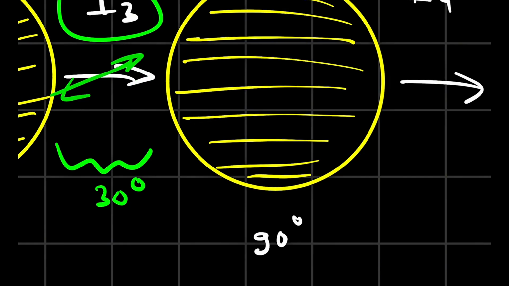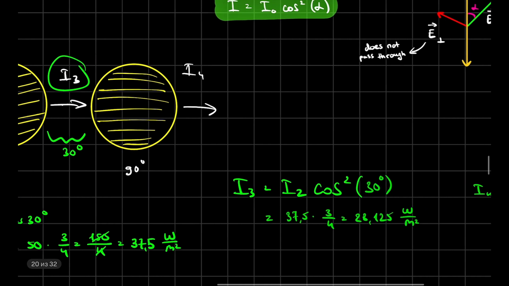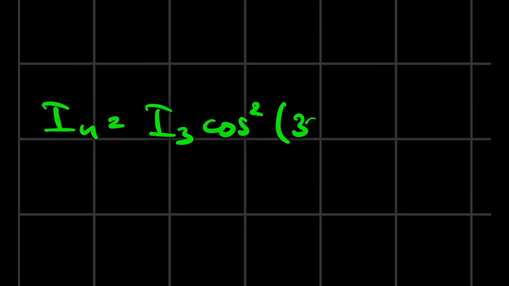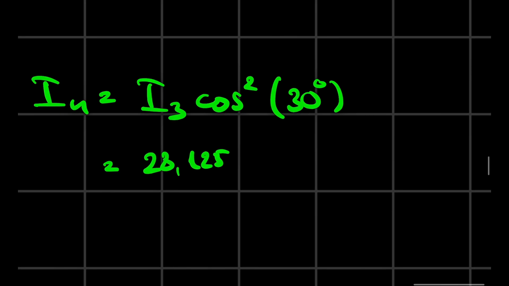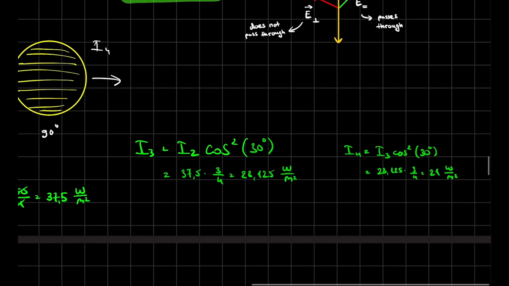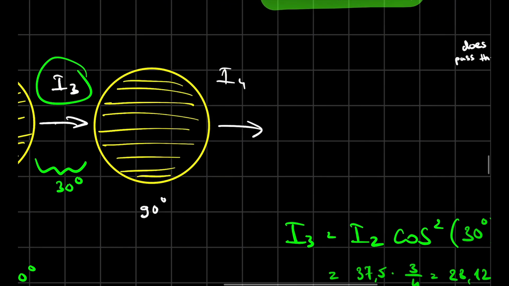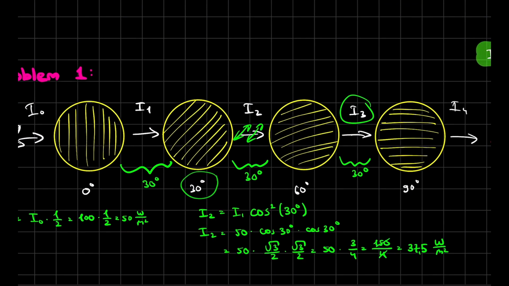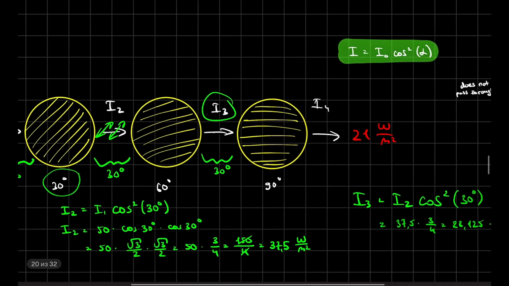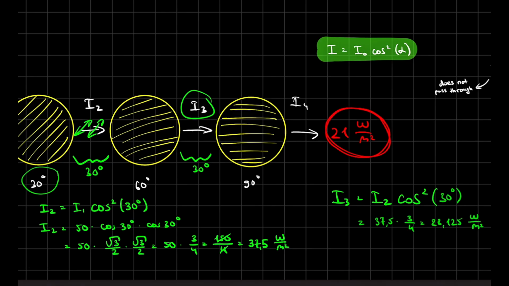Each time, after passing each Polaroid, those electric fields just lose some of their components, okay? It would be again 30, and then this thing would be 28.125 multiplied by 3 divided by 4. About 21 watts per meter squared. Okay, this would be our answer for intensity 4, for the last intensity. It must come out in the form of 21 watts per meter squared. So if we have 4 Polaroids, each tilted 30 degrees relative to the previous one, then the last intensity would be 21 watts per meter squared.